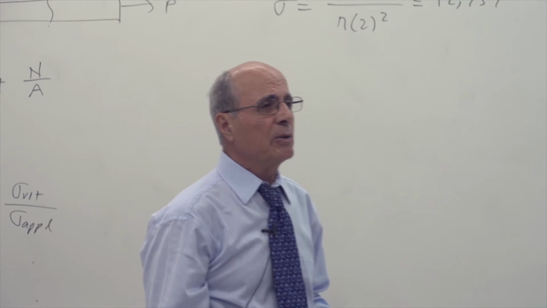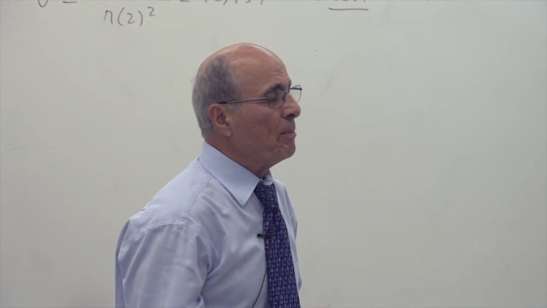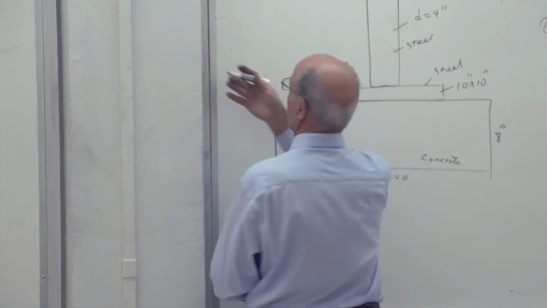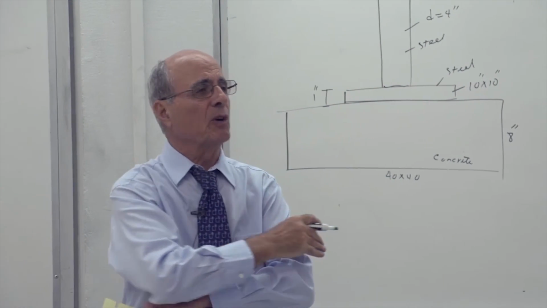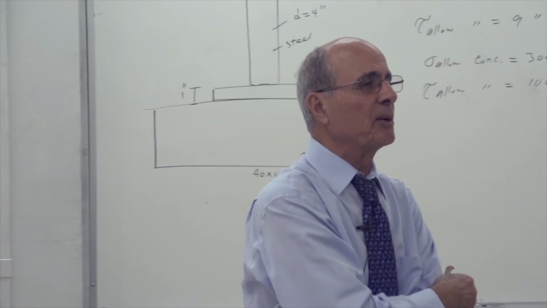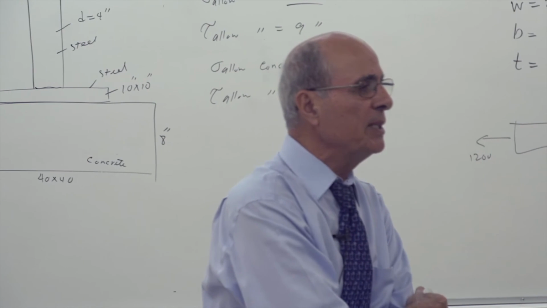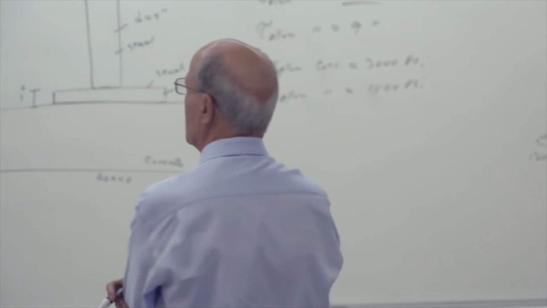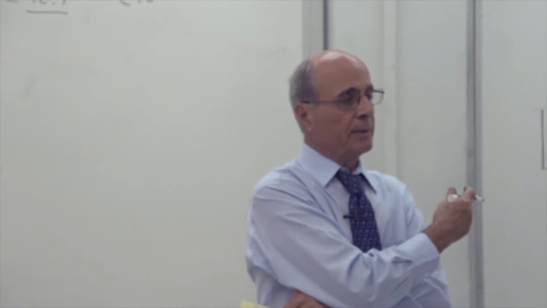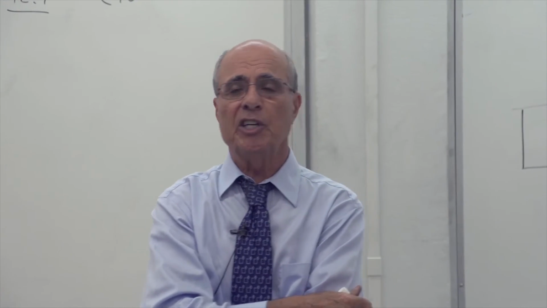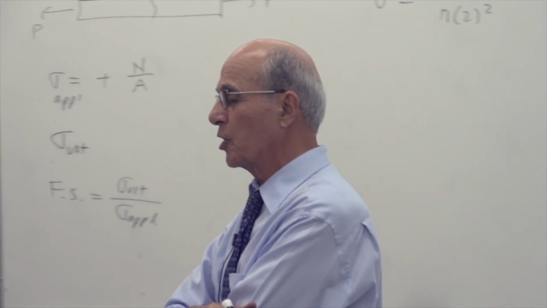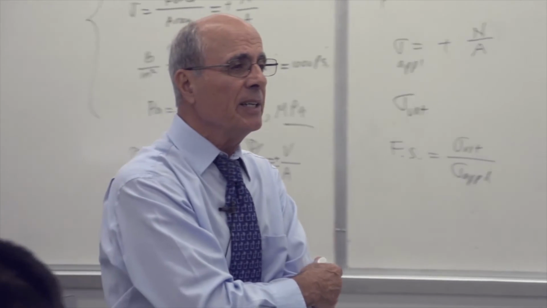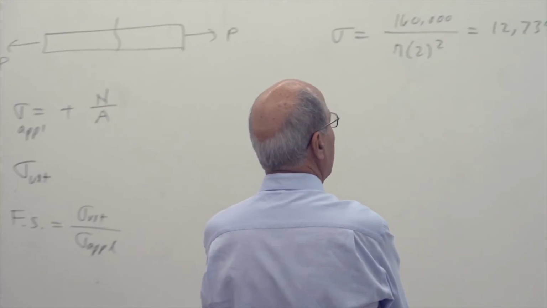Next, I need to calculate the bearing. But do I need to calculate bearing between the steel and the steel? That's the same thing, that's 12.7, so I don't need to carry that because it's the same material. But do I need to calculate the bearing between the steel and the concrete? So what area are we talking about? Look at the picture. The contact between the plate and the concrete is 10 by 10.